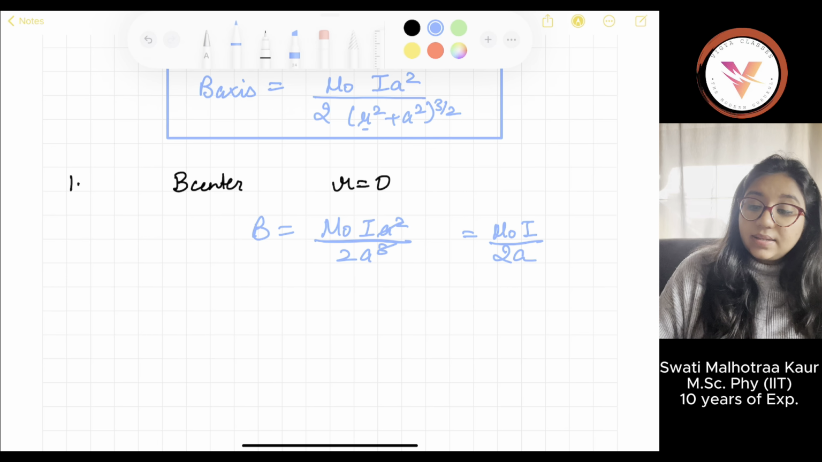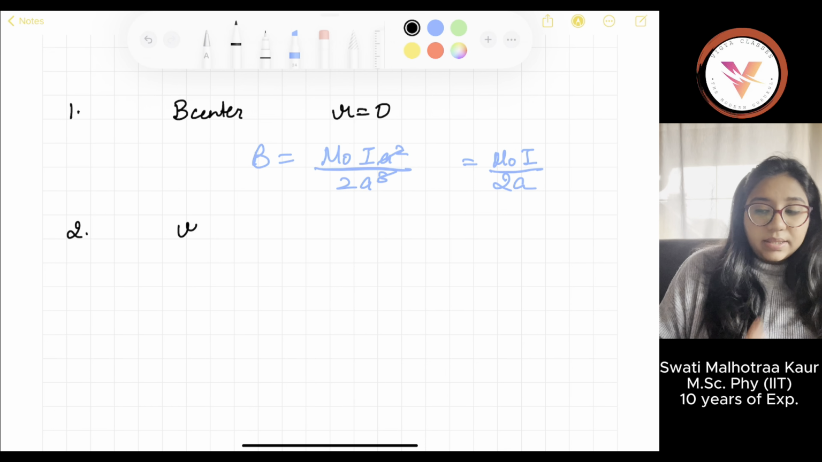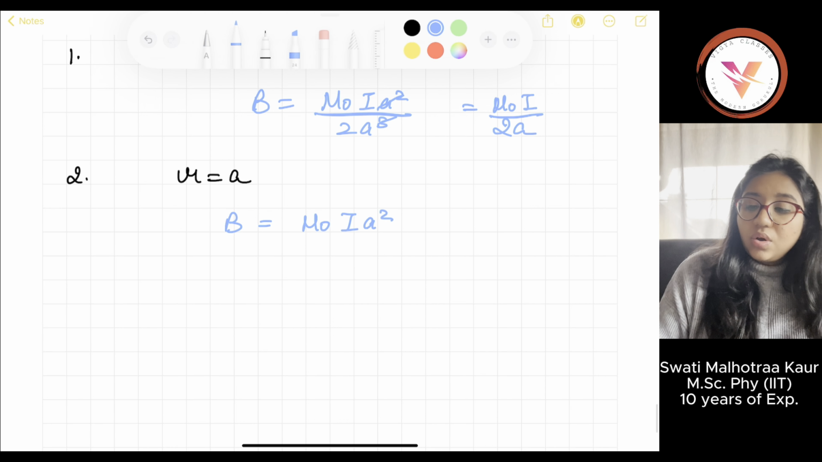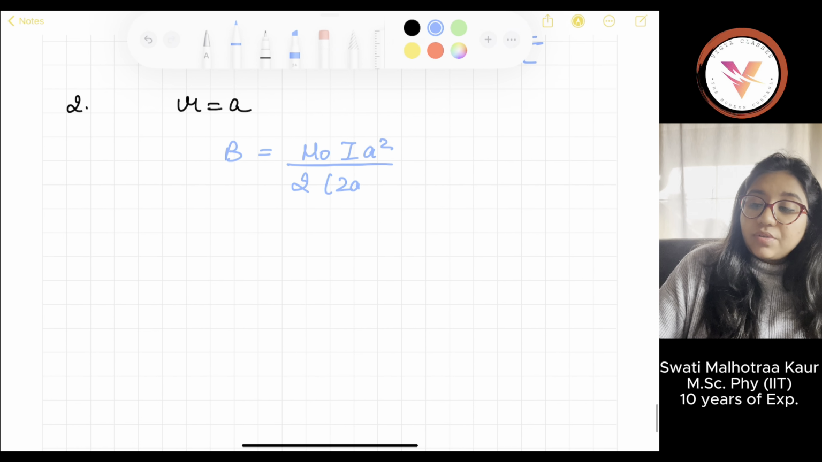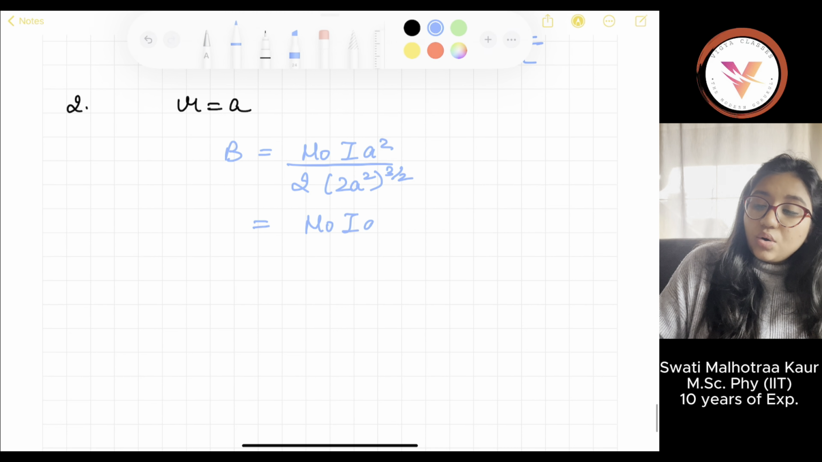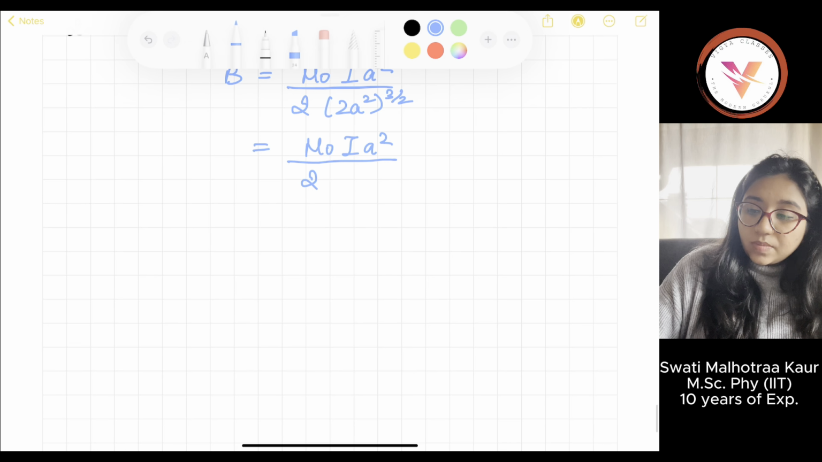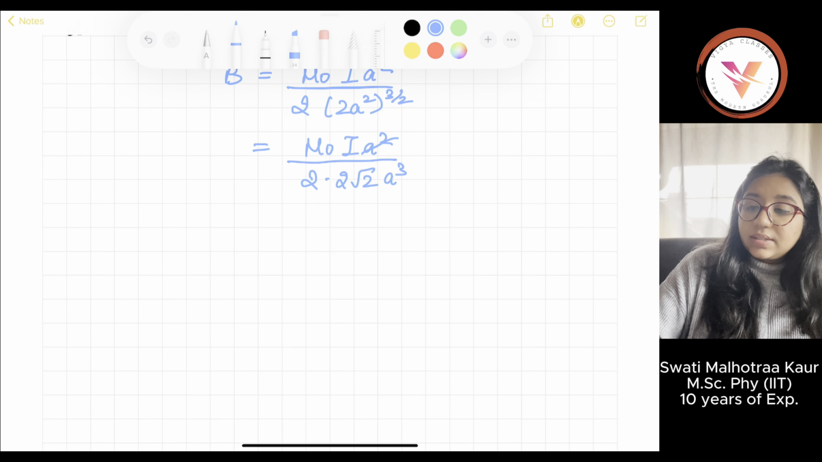The second is, let's take when r is equal to a. This is also very important. So here your B will become mu naught I a square over 2, and this is a square plus a square, that is 2a square, to the power 3 by 2. Okay, and this is mu naught I a square over 2, and the 2 to the power 3 by 2 gives you 2 root 2, and a square to the power 3 by 2 gives you a cube. So this will cancel, and this comes out to be mu naught I over 4 root 2 a.